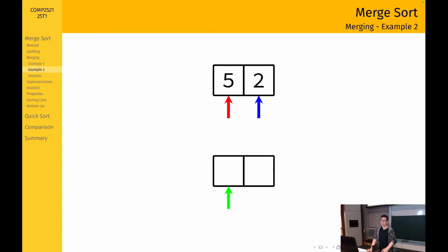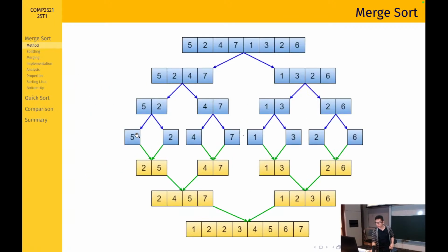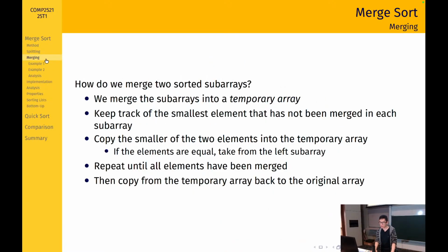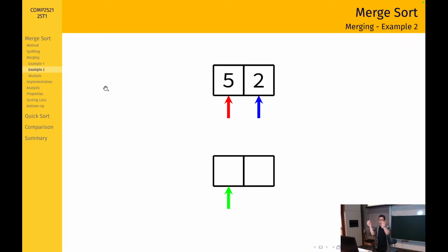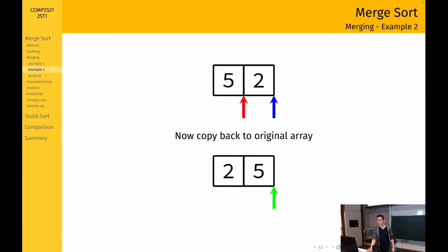And here's a much smaller scale example where we just have two subarrays of size 1, just to show you how the merging works at this stage. It works exactly the same way. We just compare these two elements. 2 is smaller, so we copy that down. Then since we've used up all the elements in the left half of the array, we copy the remaining elements from the right half, which is just the 5. So we copy that down, then we copy the elements back into the original array.